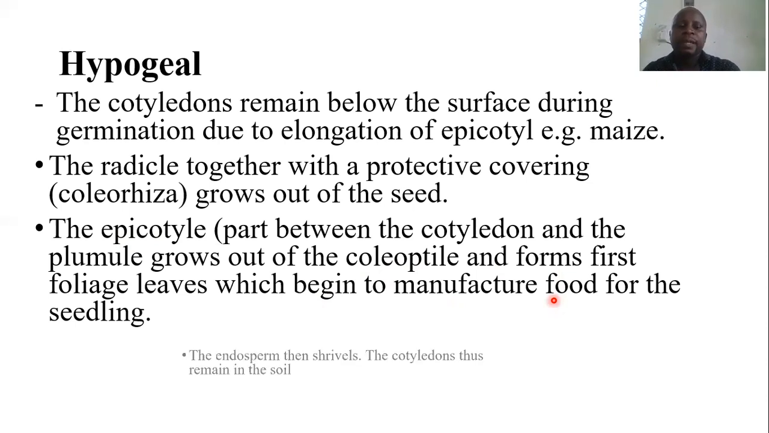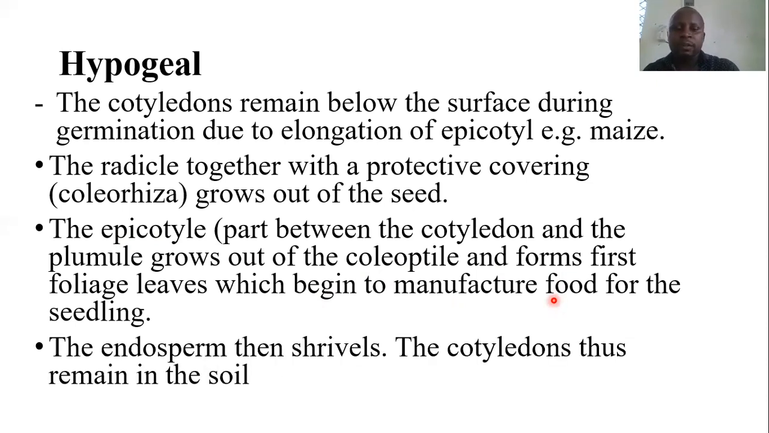Then the endosperm, which is the cotyledon, will shrivel, that is shrink. The cotyledons hence remain inside the soil, and that is the process occurring during hypogeal germination.